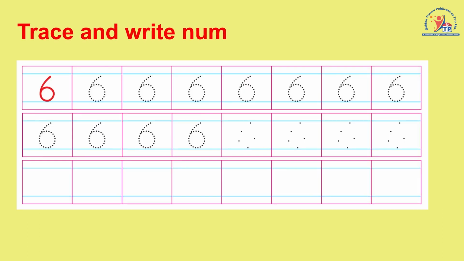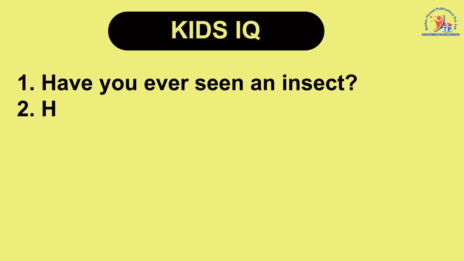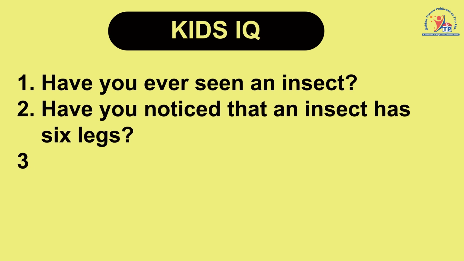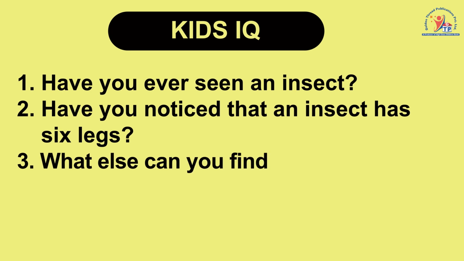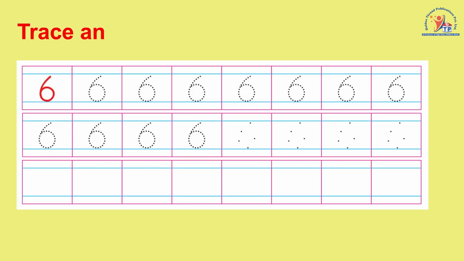Trace and write the number 6. Kids IQ. 1. Have you ever seen an insect? 2. Have you noticed that an insect has 6 legs? 3. What else can you find that counts as 6? 6. 6 legs of an insect. Trace and write the number 6.